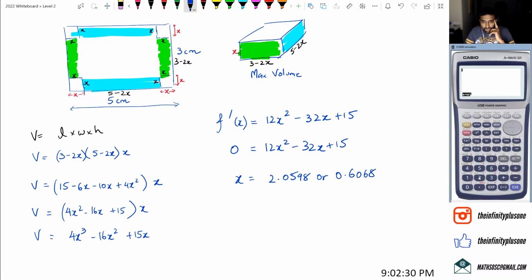Let's go 2.0598, and we're going to assign it to letter D. So basically what I've done is I've put letter D as 2.0598. Then I'm going to calculate it. So I'm going to go 3 minus 2 alpha D, bracket, bracket, 5 minus 2 alpha D, because that's that number there, times alpha D.